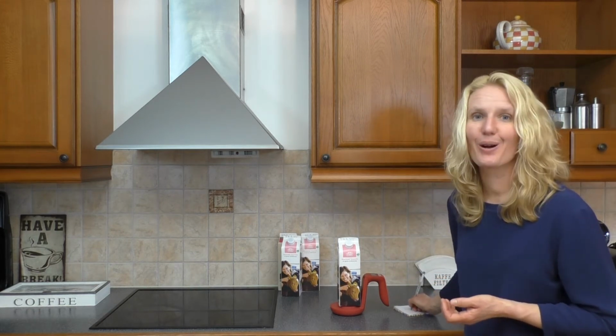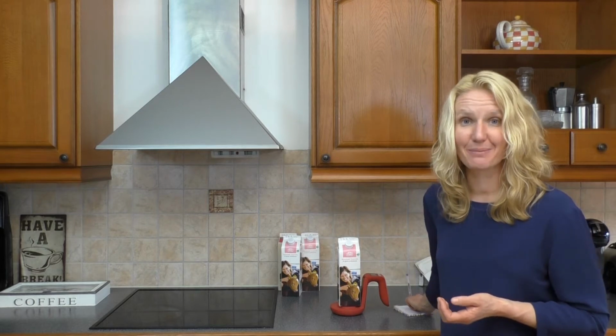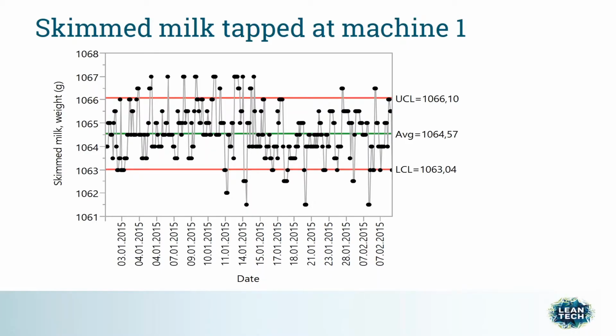And I'm going to show you now how you're going to calculate the normal variation of this machine. This is a control chart for skimmed milk, tapped machine number 1. You can see I have weighed milk for several days. You have the date on the x-axis and you have the weight on the y-axis. And the average weight is 1064.6 grams, and you have a variation of plus minus 1.5 gram. This is based on the control limits. You can see the control limits are the red lines. And the control limits represent the expected normal variation in the short term.